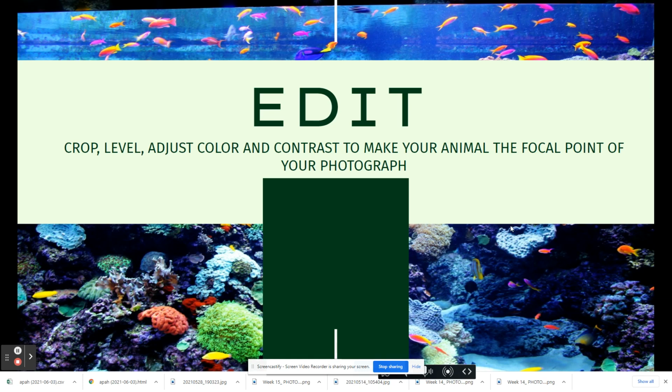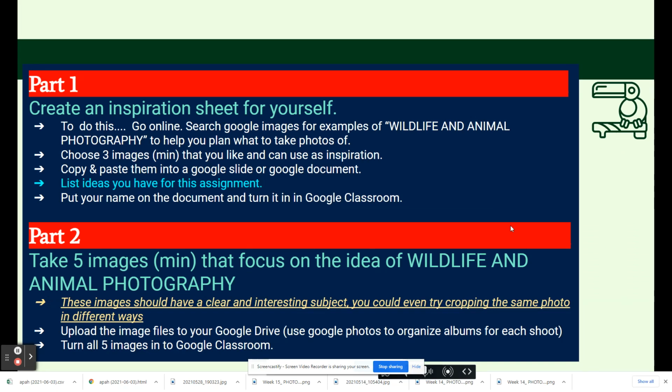There's lots of places that you can buy fish from, and you could just go in and take some pictures, and you're done. So fish is a great example too. Remember to edit. So crop, level, adjust the color and contrast, and make your animal the focal point of your photograph. So like always, make an inspiration sheet for yourself.